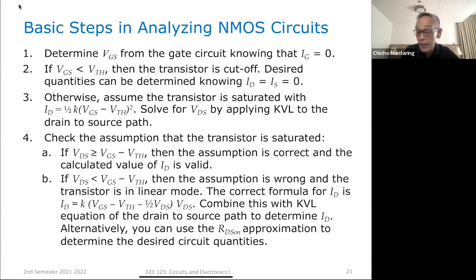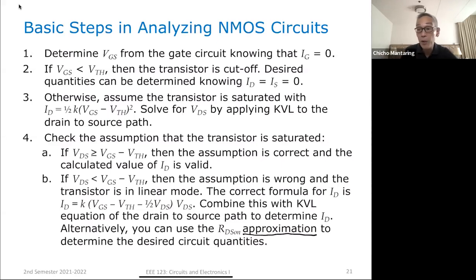Now, the thing I added to this slide is this last statement. Alternatively, you can use the RDS on approximation to determine the desired circuit quantities. But remember, this is an approximation. In other words, the values that you get are not very exact. But for practical purposes, it might be accurate enough. But you have the danger that it is not very exact.